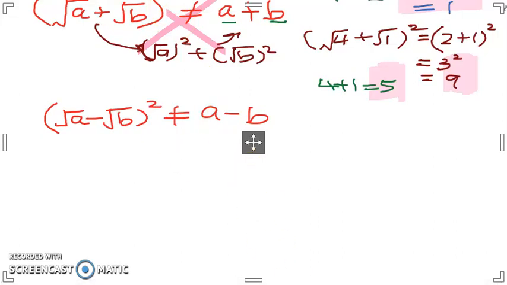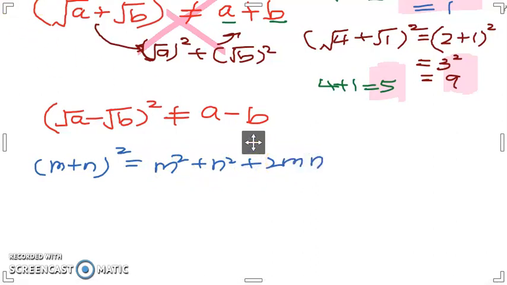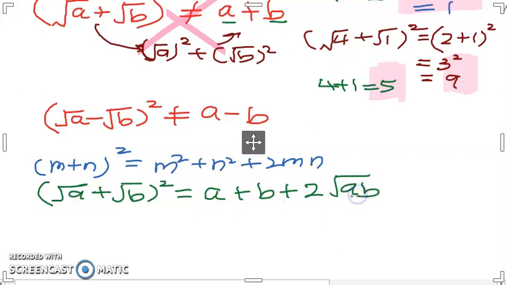And then, what is the result if I have square root of a plus square root of b, squared, and square root of a minus square root of b, squared? We have a quick look by using the rule m plus n squared equals m squared plus n squared plus 2mn. So this gives the result for square root of a plus square root of b squared: a plus b plus 2 square root of ab.